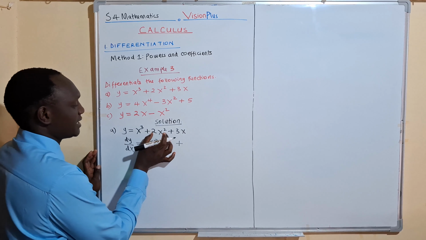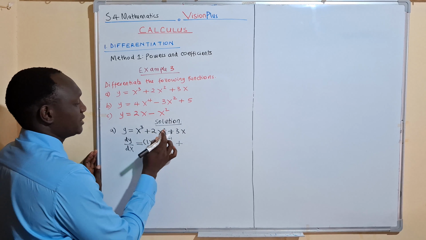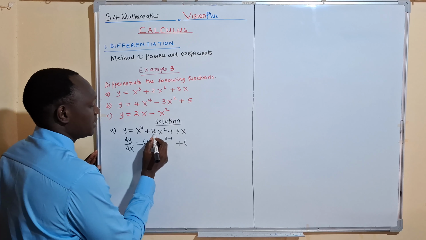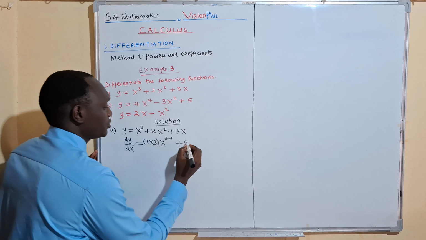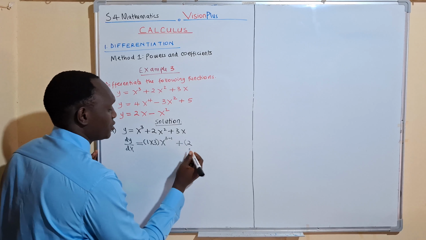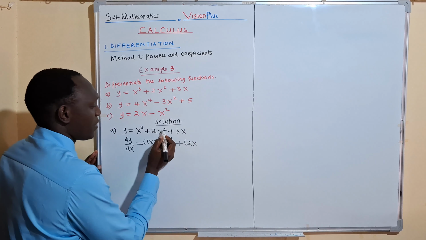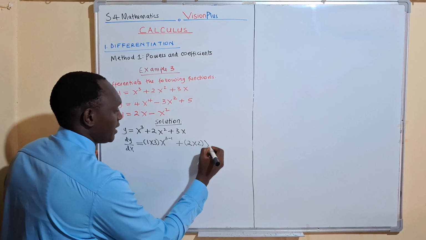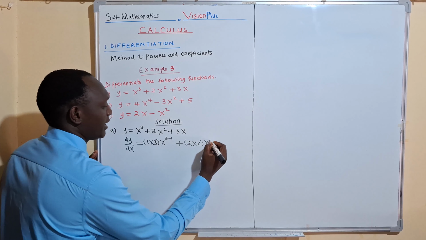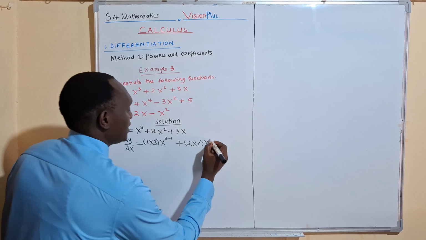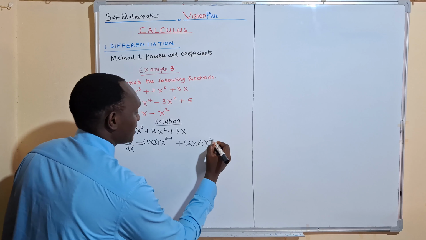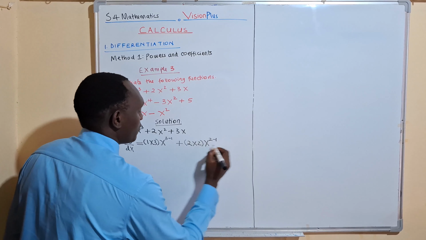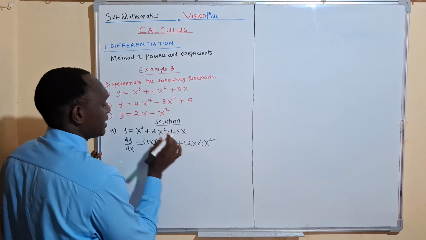Now we come to the second term, which is 2x squared. We shall lower the power, which is 2. And there was a coefficient of 2 here. So we shall say the coefficient, which was 2, times the power that we are dropping, which is also 2. So 2 times 2, x. Now we need a new power here. How do we get the new power? It is the old power, which is 2 in that case, minus 1. And then we have differentiated the second term.